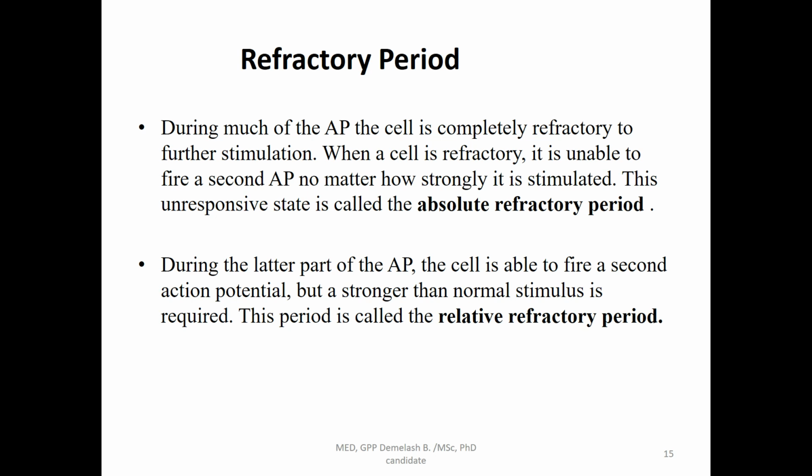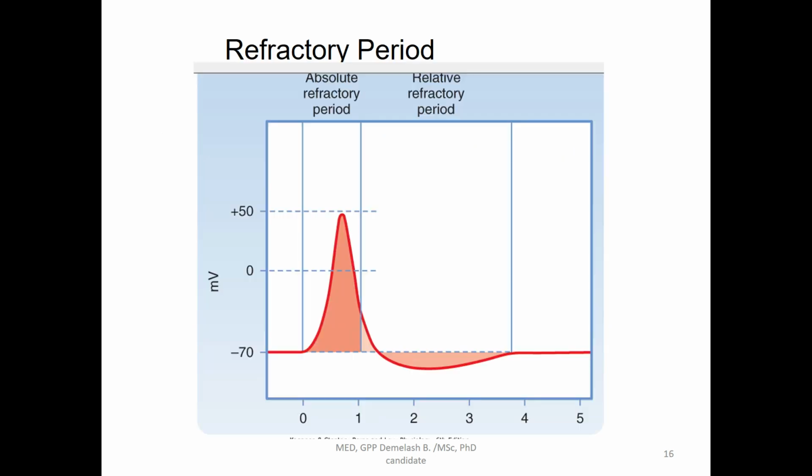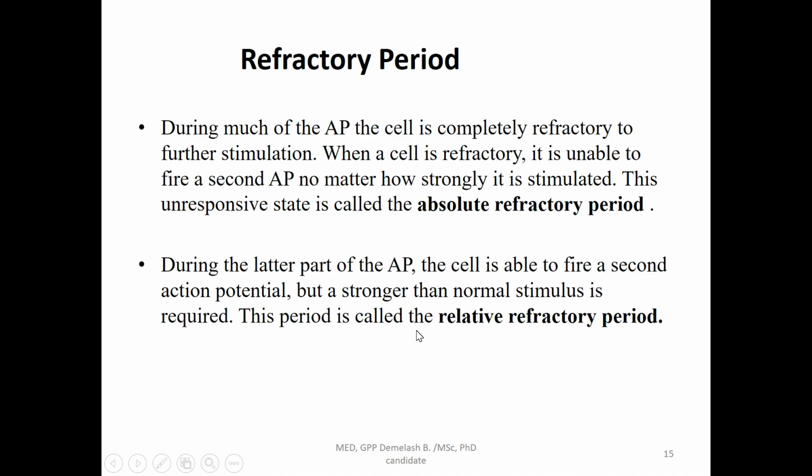During the later parts of the action potential, the cell is able to fire a second action potential, but a stronger than normal stimulus is required. This period is called the relative refractory period. So diagrammatically, as shown here, this is the absolute refractory period. In this case, no matter what stimulus is applied, no action potential can occur, but in the relative refractory period, an action potential could be generated.